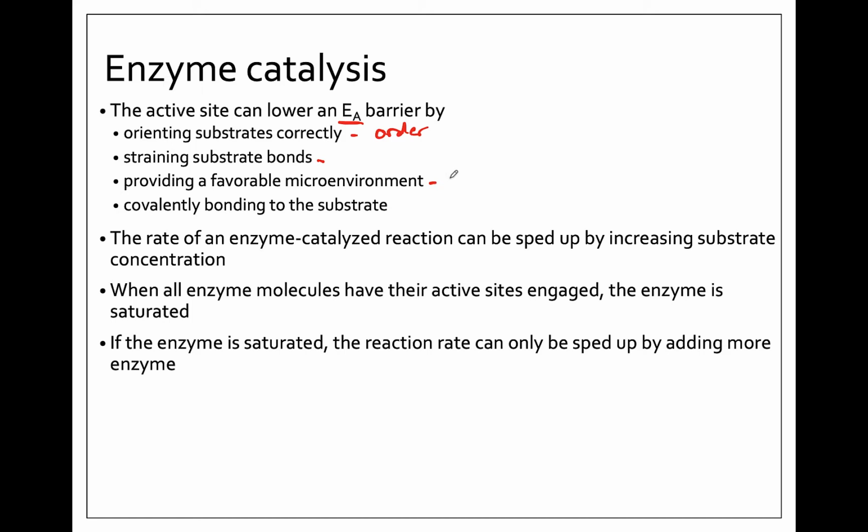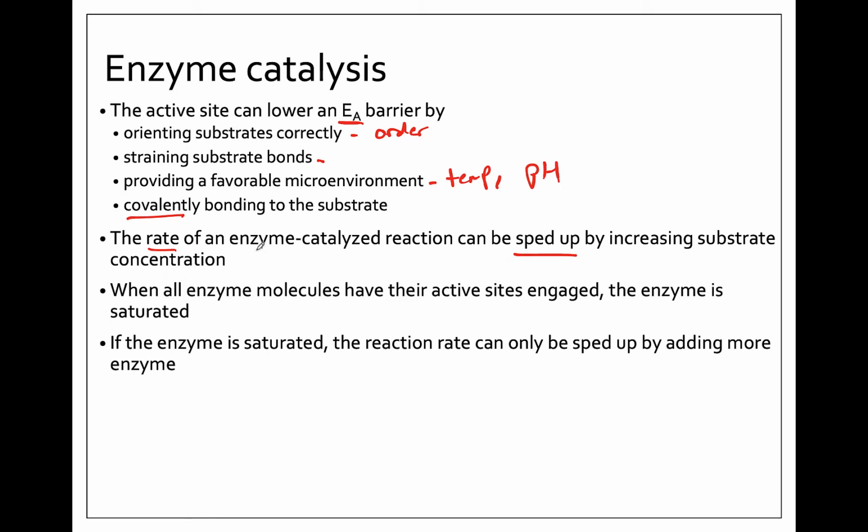Sometimes it creates a microenvironment. This might be temperature or pH or something more favorable to breaking or forming chemical bonds. And sometimes the enzyme actually covalently bonds with the substrate. And anytime you form a chemical bond, you change the structure, and that change in structure can lower the activation energy. So enzymes do not affect the energy of the reaction, the overall free energy. What they do is they speed up reactions. So they affect the rate of the reaction. They make reactions go faster.